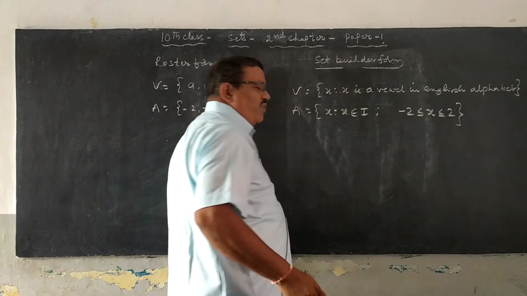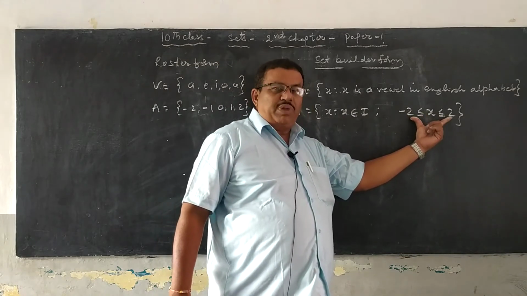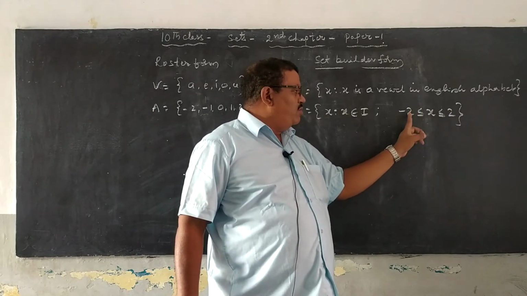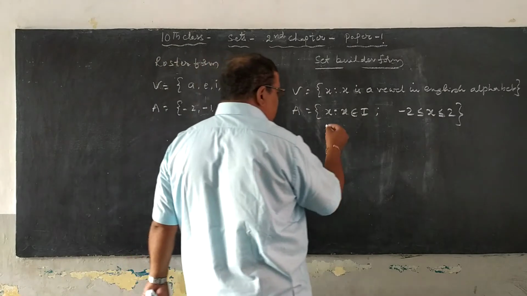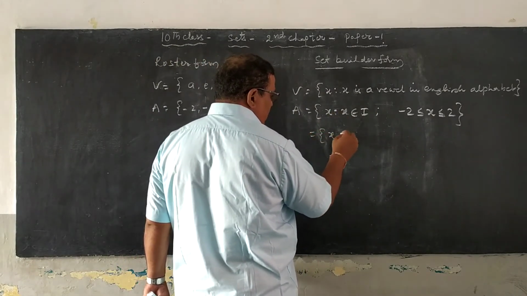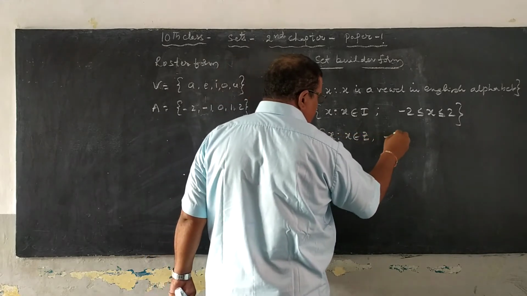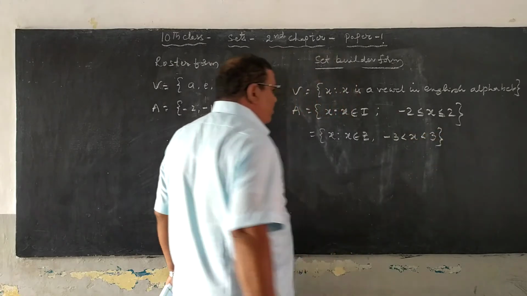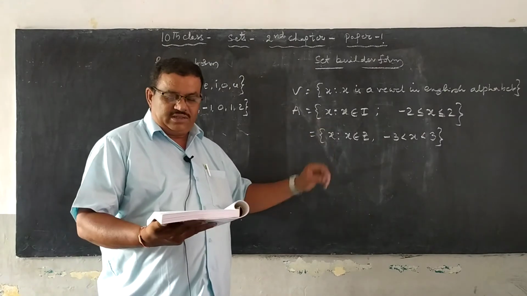So the value of X lies between -2 and +2, including -2 and +2, less than or equal. So -2 is also included here. In another way, we can represent the same set in another form: X such that X belongs to the set of integers, -3 < X < 3. Both ways we can represent the set builder form. Both answers are correct for us.